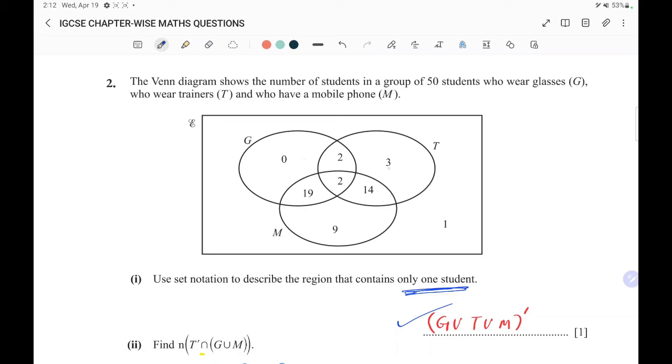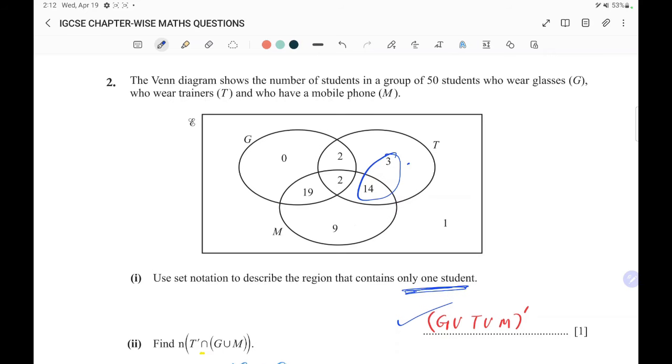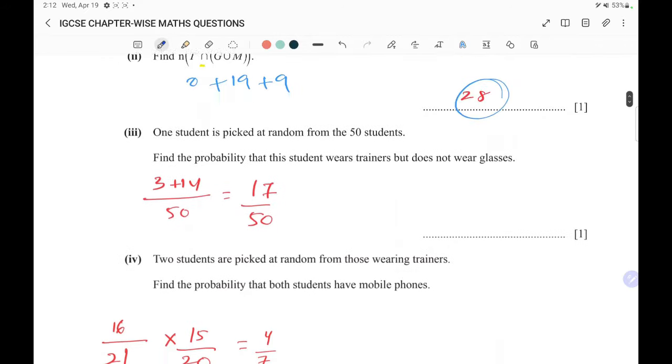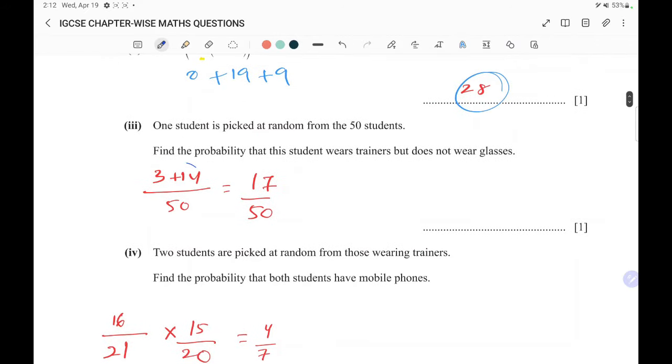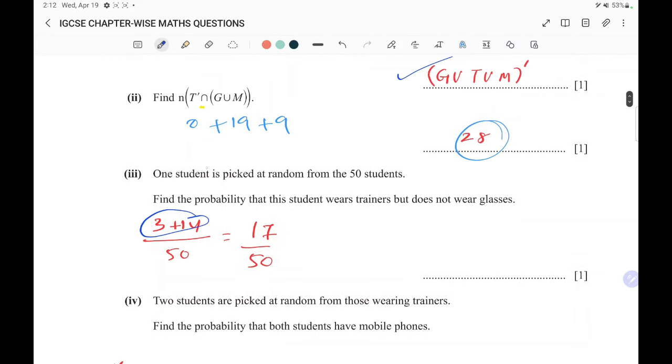So glasses is this, so here, right? Trainers, but mobile phone can come, but not glasses. So 14 plus 3, so 17. You have to select one student, so out of 17 you are going to select one student, so 17 over 50, that should be the answer.